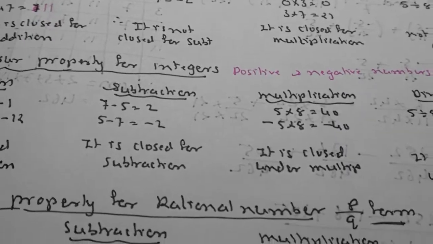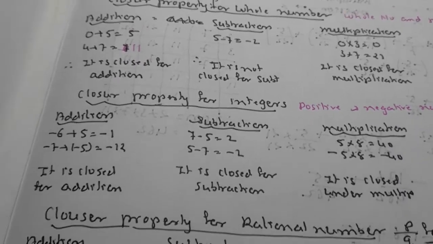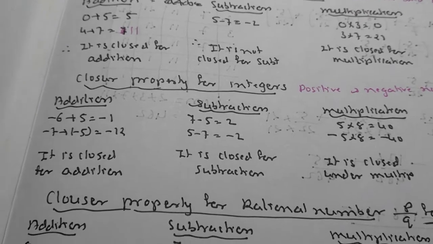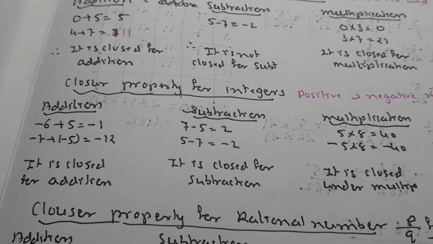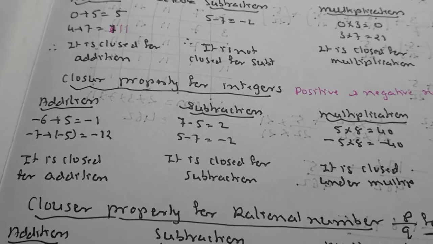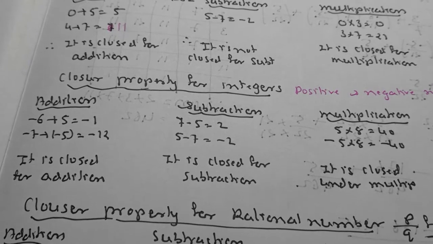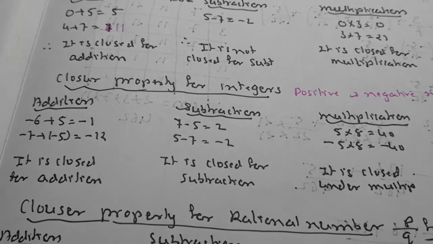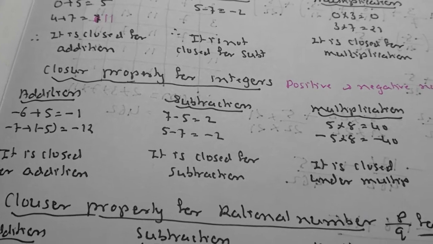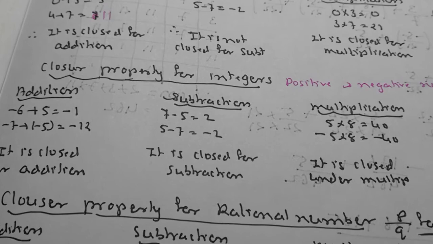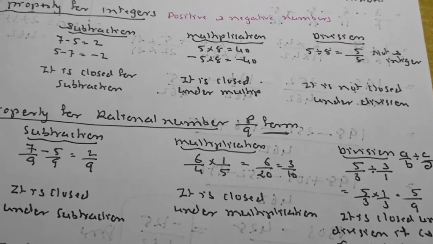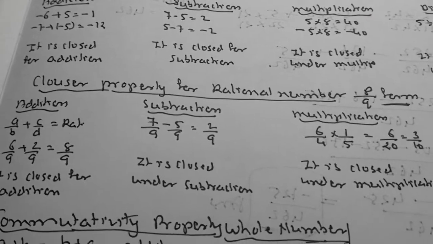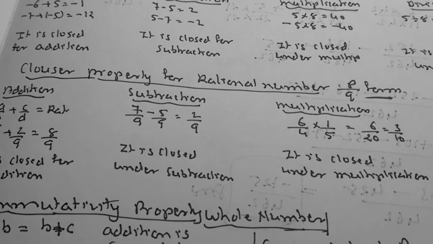Division is not good for closure property in integers. So for integers, closure property is possible for addition, subtraction and multiplication, and it is not possible for division. Now we are going to see closure property of rational numbers.